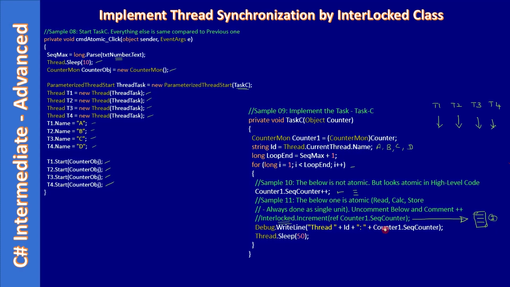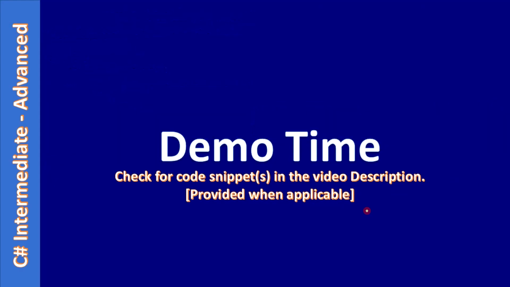All right, so here we print the sequence counter as we did previously, then we are providing some sleep. So when we go to the demo, first time we will increment it using the sequence counter, then we will try with the interlocked increment. Now let's go to the demo and implement the interlocked synchronization class-based increment.